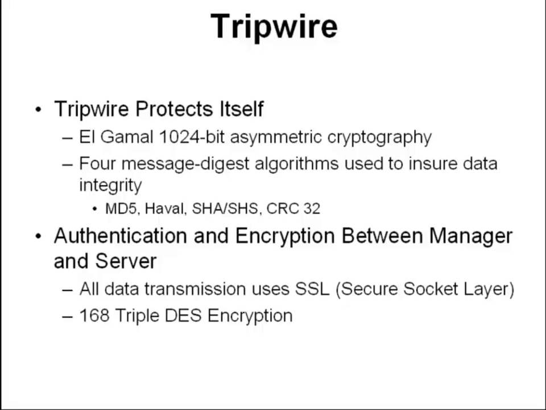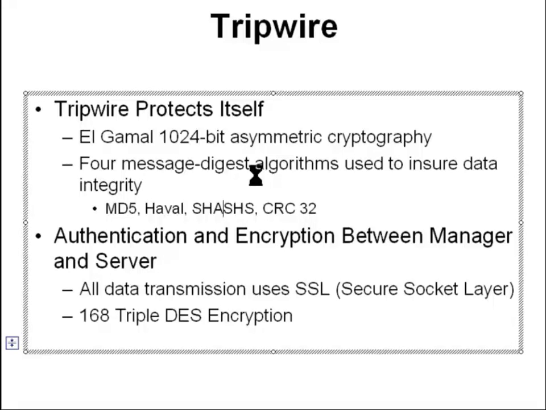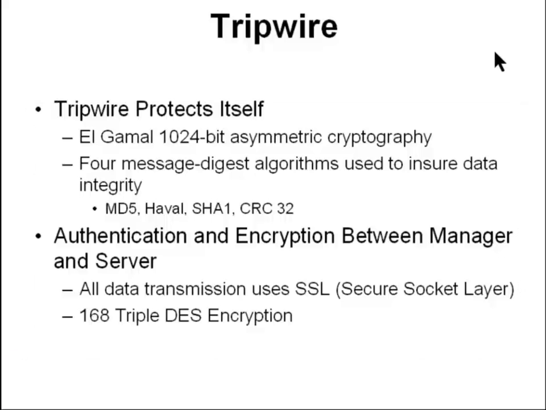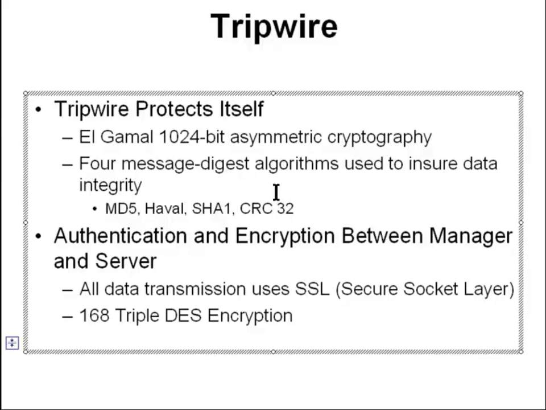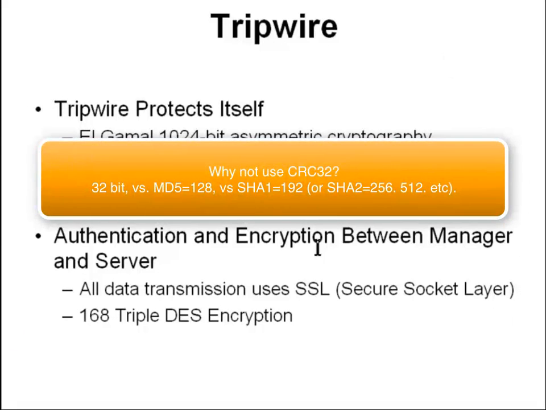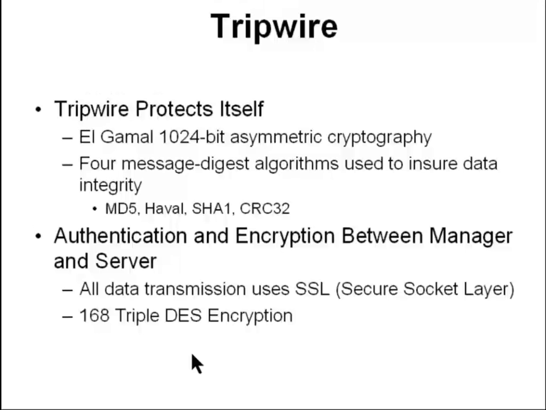So Tripwire, again, protects itself using 1024-bit asymmetric cryptography. You can use four message digest algorithms to ensure data integrity, including MD5, Haval, SHA, and SHA1. You surely wouldn't want to use SHA1, because there's a problem with that, Secure Hash Algorithm 1, or CRC32, which you do not want to use. It also uses authentication and encryption between the manager and the server. This is for the commercial version, and you won't even see anything about this in the freeware version.